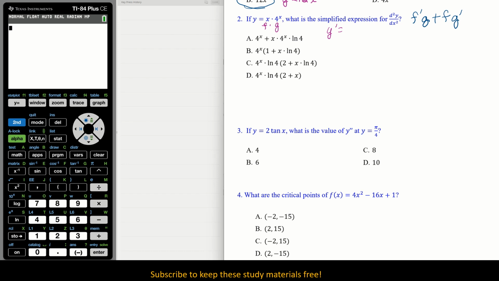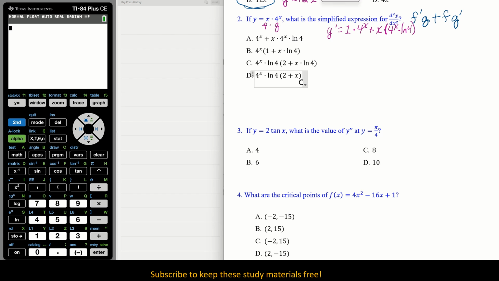If we want f prime, that'll be 1 times g as it is. Then we add f as it is, which is x, times g prime. Let's put g prime in parentheses, and that will be 4 to the x times ln 4. If you don't remember that, you can go back to the first of the video, pause it, and take a screenshot.